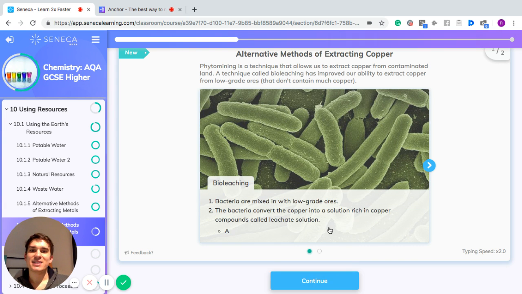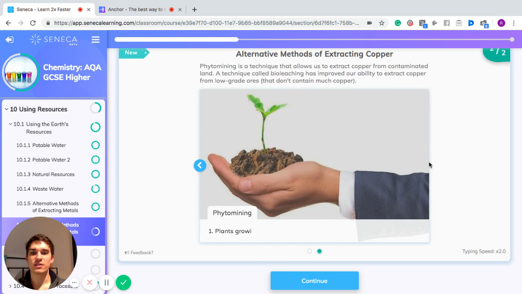Now, phytomining is a technique that allows us to extract copper from contaminated land. A technique called bioleaching has improved our ability to extract copper from low-grade ores that don't contain much copper. Now, in bioleaching, bacteria are mixed with low-grade ores, and the bacteria convert the copper into a solution rich in copper compounds called leachate solution. A disadvantage of bioleaching is that the process is very slow.